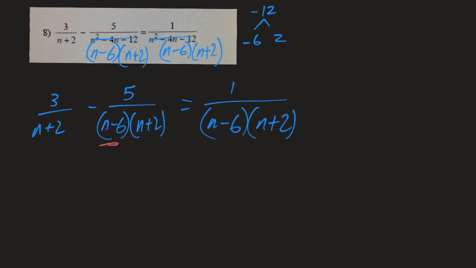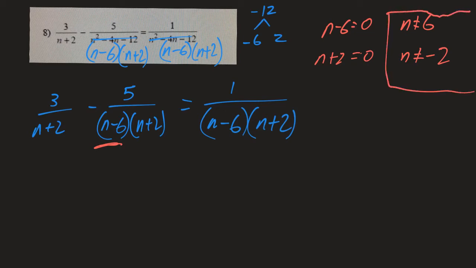So I see two different terms here, n minus 6. So let's do n minus 6 equal to 0 and get n equals 6. Let's do n plus 2 equal to 0 and get n equals negative 2. Now these are my excluded values, of course, so I'll say don't equal those numbers. All right, so remember that means my answer should not equal 6 or negative 2. Let's go ahead and keep moving along with this.